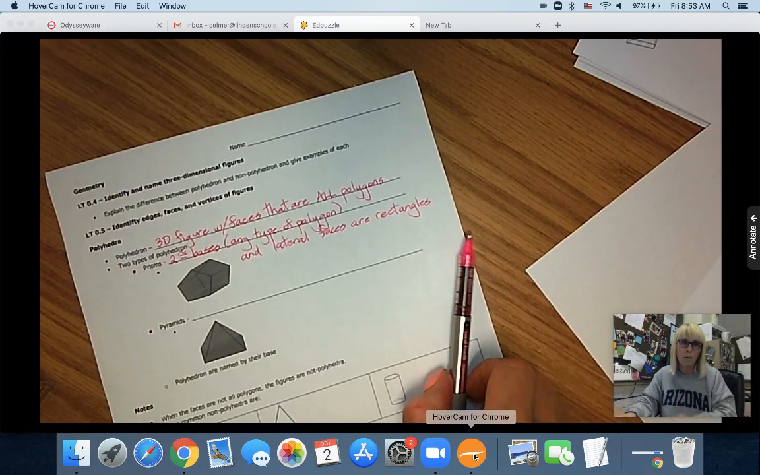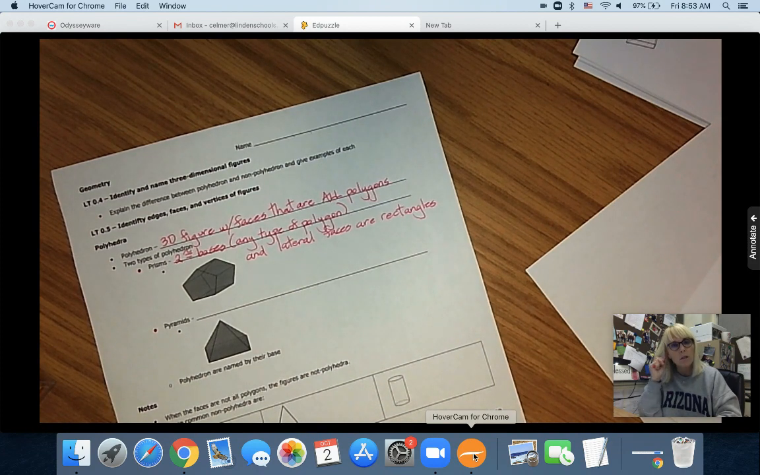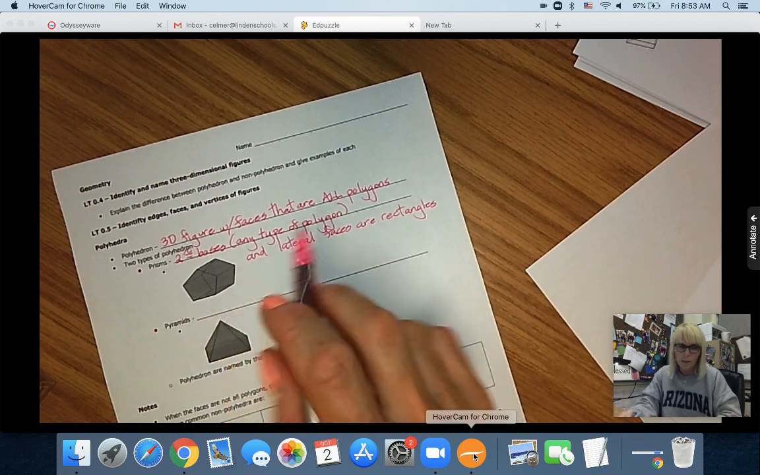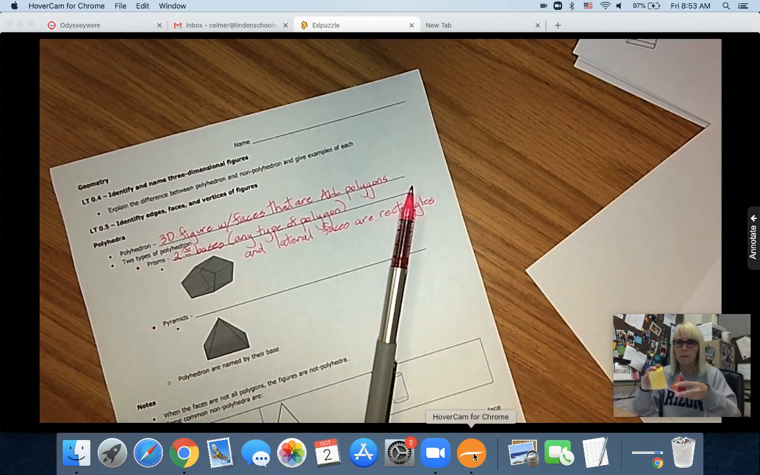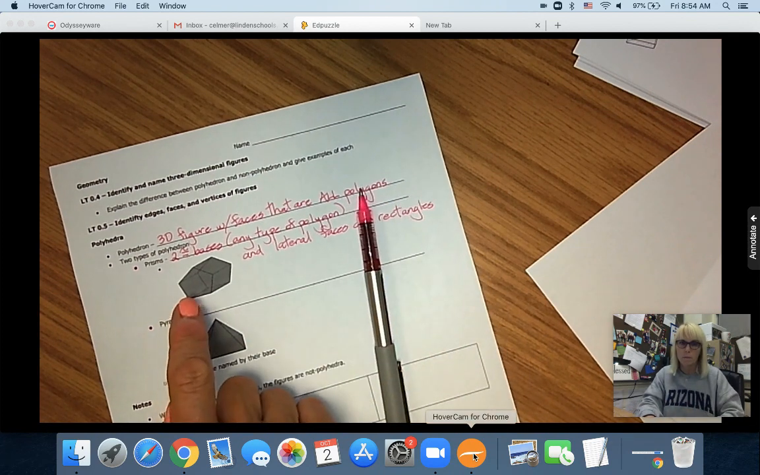Okay, so now when we are naming a polyhedron, the first thing we want to do is determine if it's a pyramid or a prism. Okay, so I think you have that part down, right? If it comes to a point like the red one, it's a pyramid. If it doesn't, it's a prism. So once you know if it's a pyramid or a prism, you just put the name of the base.